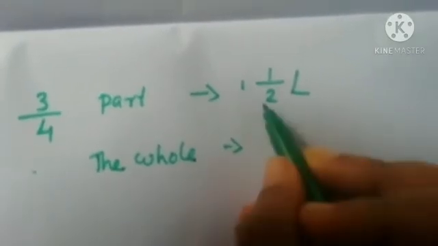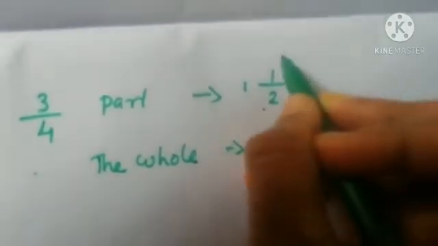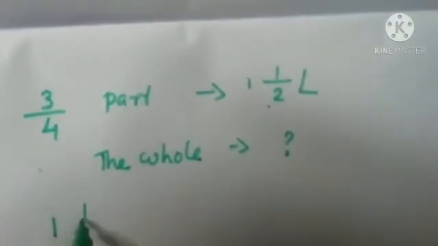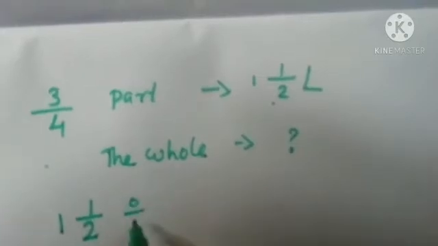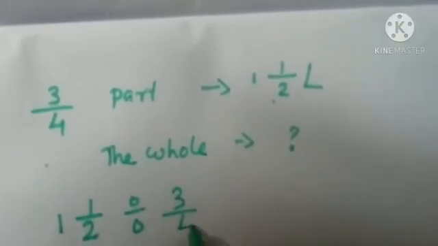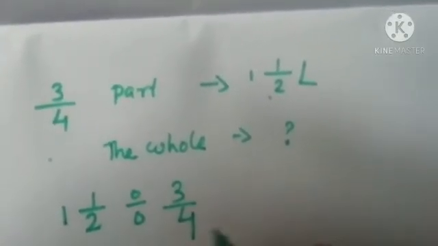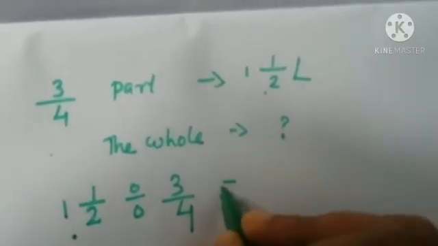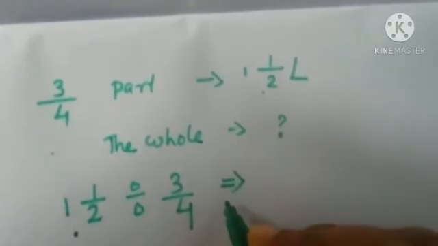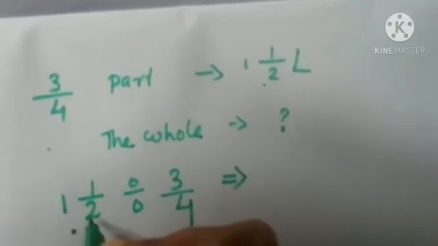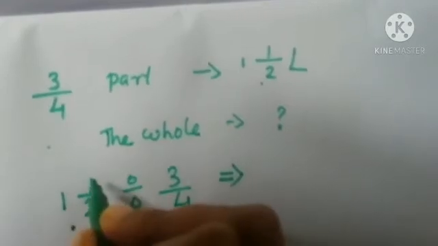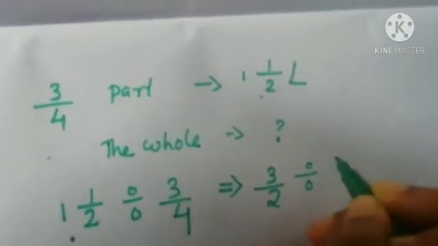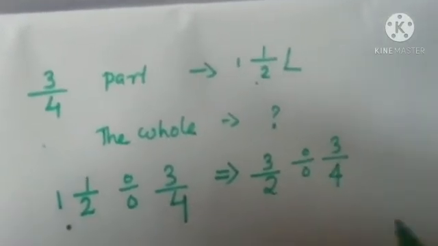Here we need to divide the total by the 3 by 4 part. That is 1 1/2 divided by 3 by 4. This is a mixed fraction, so we need to convert it into fraction form. So 2 ones are 2, 2 plus 1, 3 by 2 divided by 3 by 4.